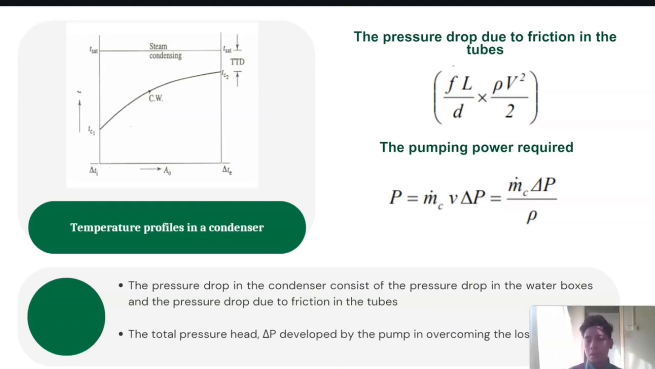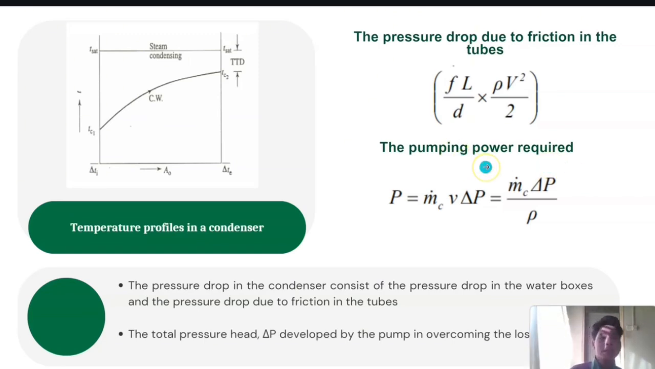Based on the graph of the temperature profile in a condenser, we can observe the temperature profile of steam and cooling water within a condenser. The horizontal axis represents the flow of heat, while the vertical axis indicates the temperature. The steam enters the condenser at high temperature, which is Tsat, and as it condenses, it releases heat, causing its temperature to remain relatively constant. Meanwhile, the cooling water enters at TC1 and absorbs the released heat, rising in temperature as it flows through the condenser until it reaches TC2.